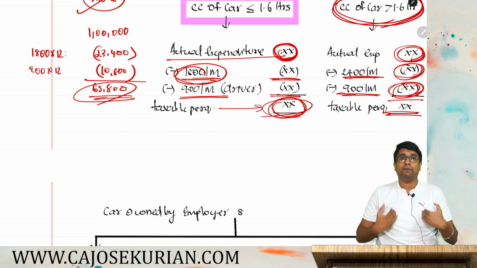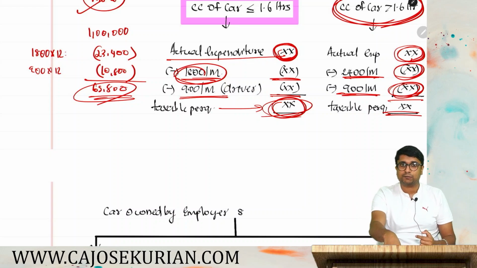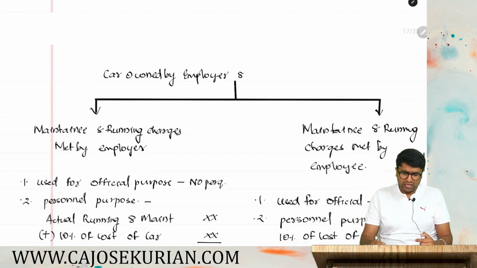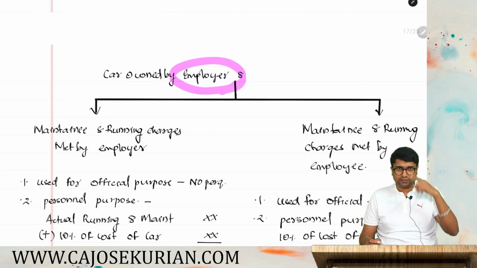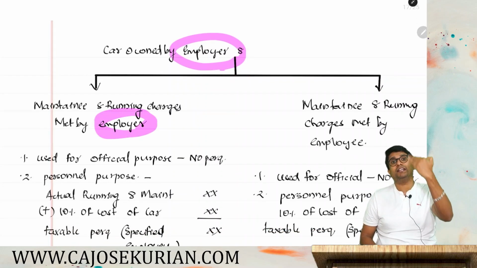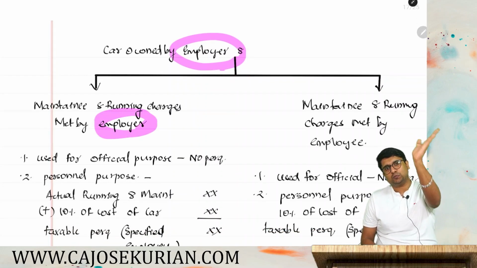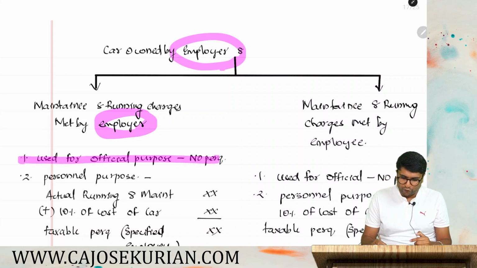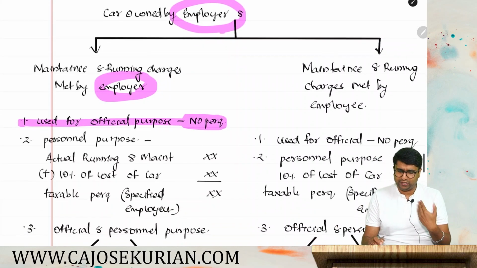Now, there can be one more alternative. Car owned by the employer. The maintenance and running charges are also met by the employer. So the employer owns the car and takes care of the fuel and other expenses. In such a case, if it is used for official purpose, the employee is not getting any personal benefit, so nothing is taxable.